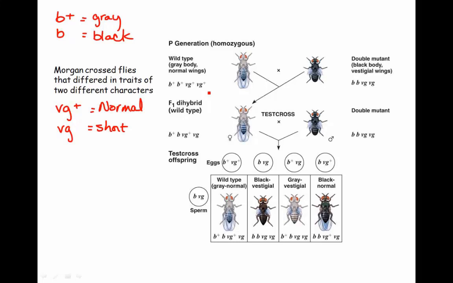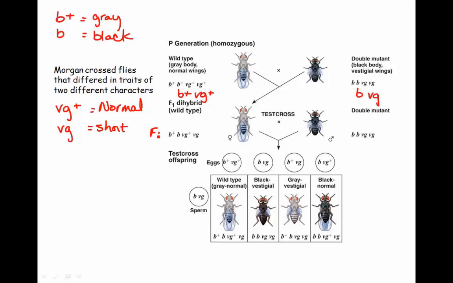So this one had a gray body and it had normal wings, and he crossed that fruit fly with the double mutant over here, which was a black body with the tiny wings or vestigial wings. When he did that cross, we know from this parent we're going to get B plus and VG plus, and we know from this parent we're going to get B with the VG. So we are going to get this F1 down here, which is heterozygous for both of the genes.